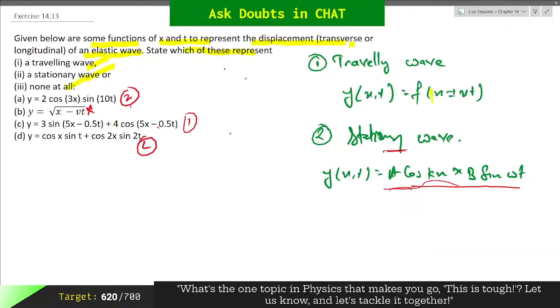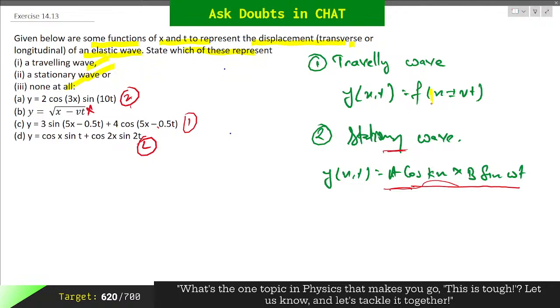Moving to the next question, given below are some functions of x and t to represent the displacement of a transverse or longitudinal wave of an elastic nature. State which of these represents a traveling wave, a stationary wave, or none at all. We know that a traveling wave is represented by a relation of y as a function of x and t, where it is a function of x plus or minus vt, and the stationary wave is given in the form y(x,t) equals a cos kx times b sin omega t.